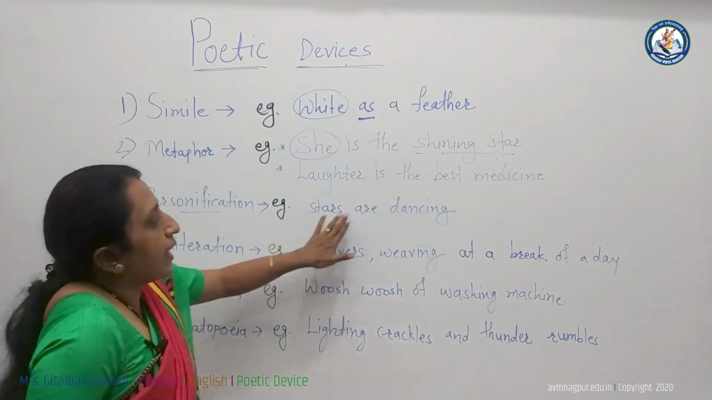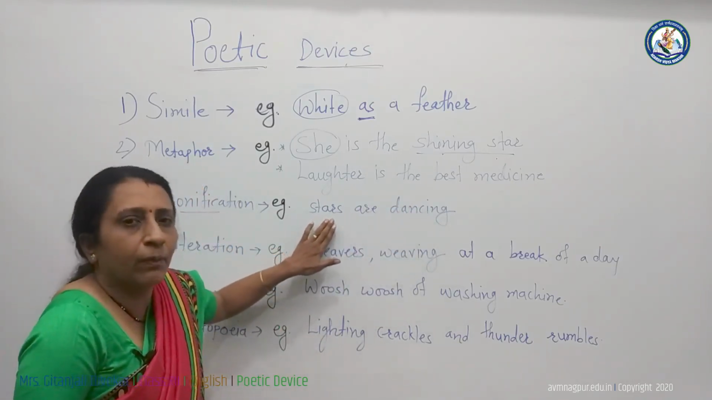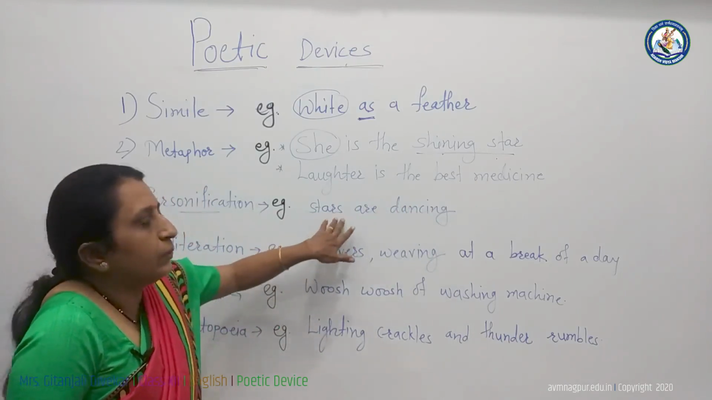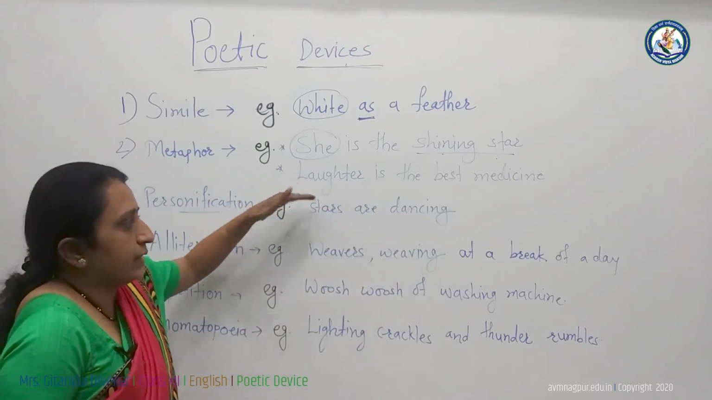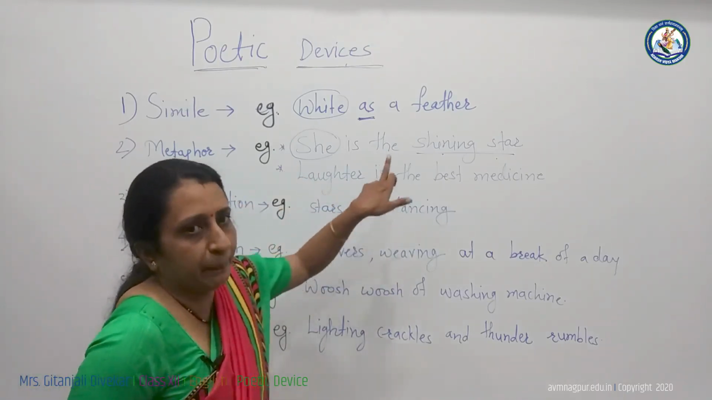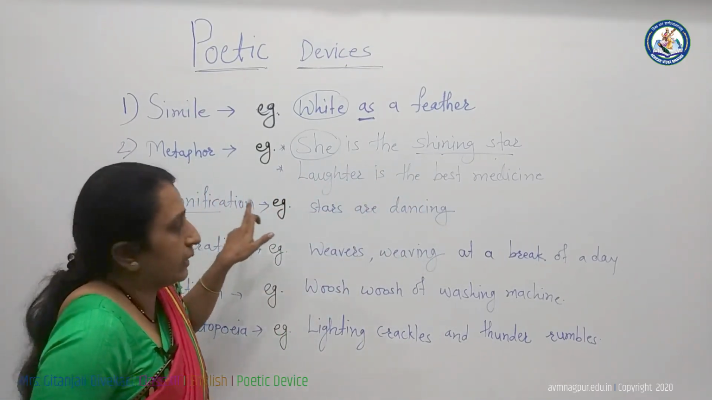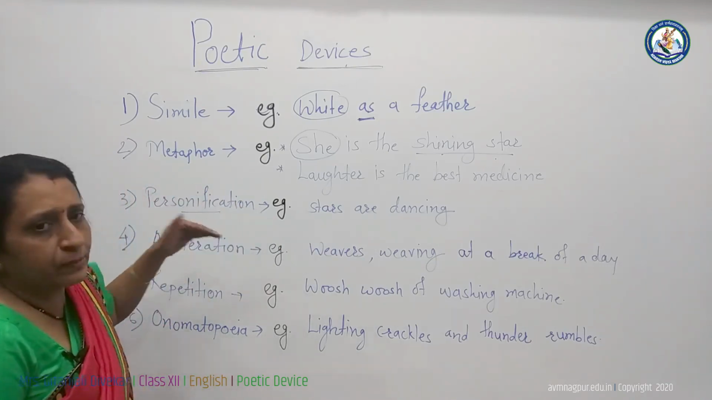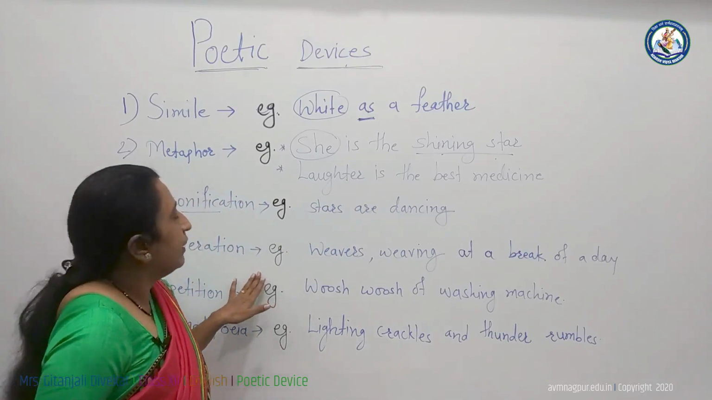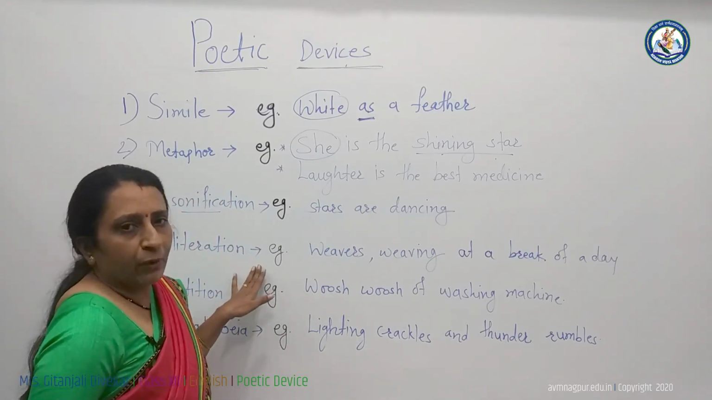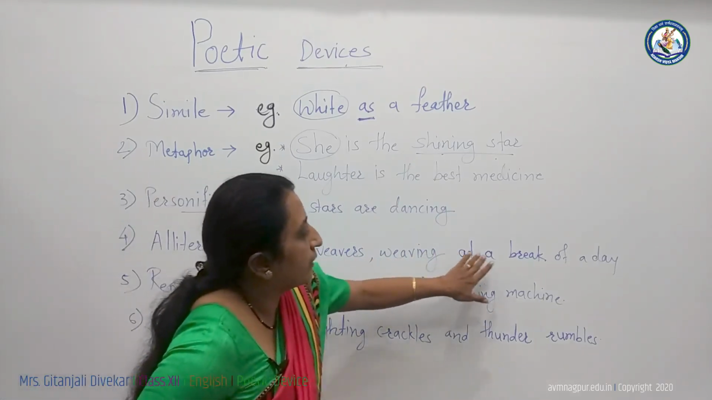See the example, stars are dancing. Is it possible for stars to dance? No, it is the quality of a person, but it is allotted to the stars. That is, dancing quality is given to stars. That means stars are personified. That is why this figure of speech is known as personification. Next figure of speech is, students, alliteration. Again, this is very commonly found. Figure of speech in every poem, almost you can get the example. Let's take weavers weaving at the break of a day.